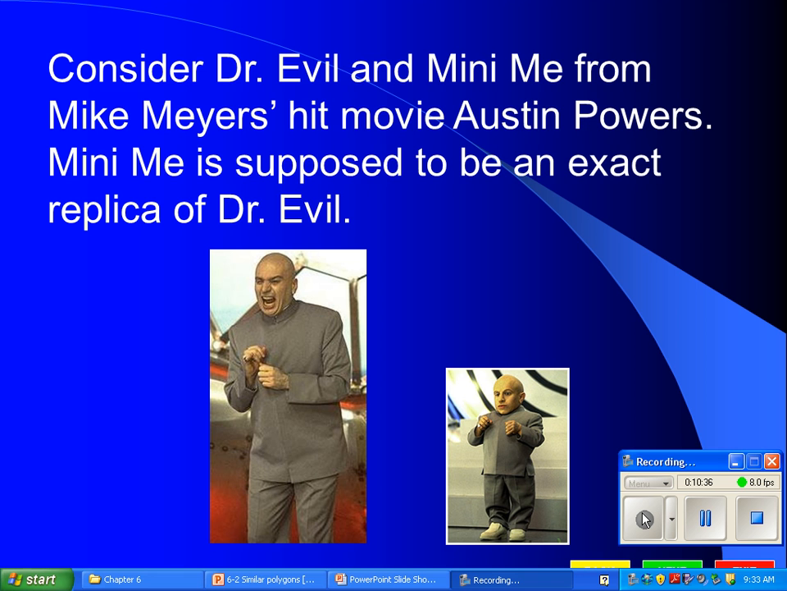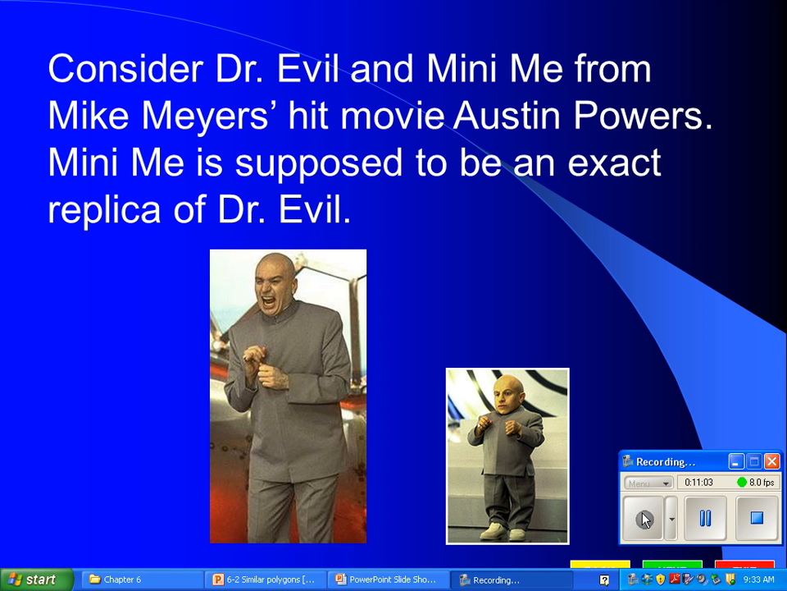In the movie, Austin Powers, what was supposed to be true about these two guys? They were the exact same. They were supposed to be the exact same. All right? Did they come out to be the exact same? No. When we were talking about triangles, proving triangles congruent, they had to be exactly the same shape and the same size to be congruent.